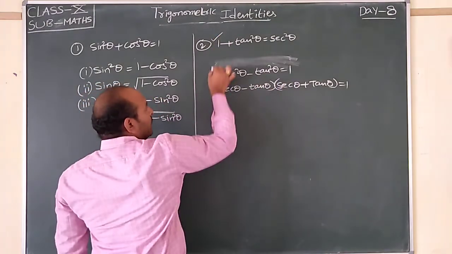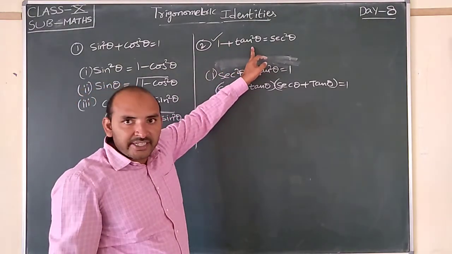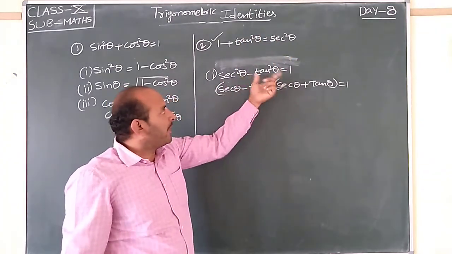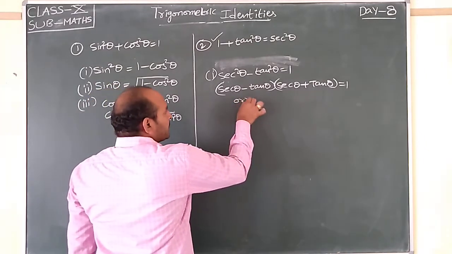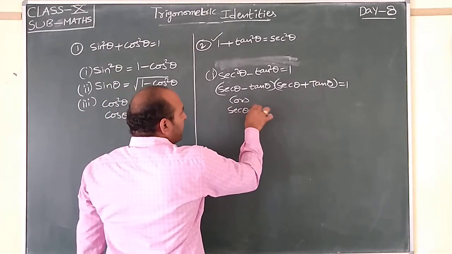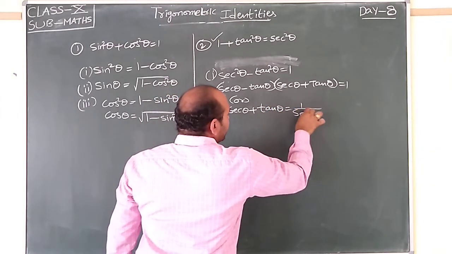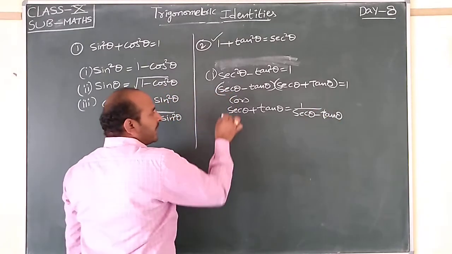So this formula you can write like this. 1 plus tan square theta is equal to secant square theta. Taking tan square theta to this side, secant square theta minus tan square theta is equal to 1. Or you can write secant theta plus tan theta is equal to 1 by secant theta minus tan theta.